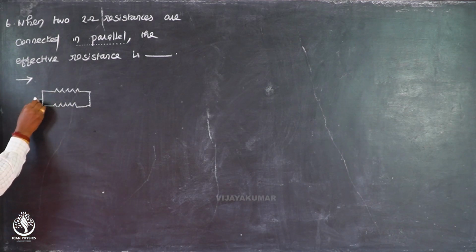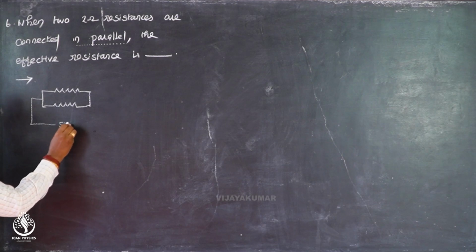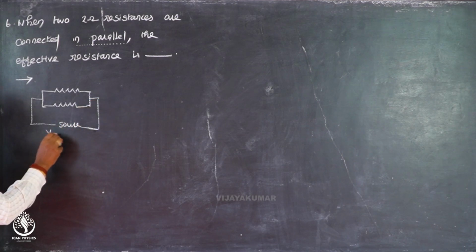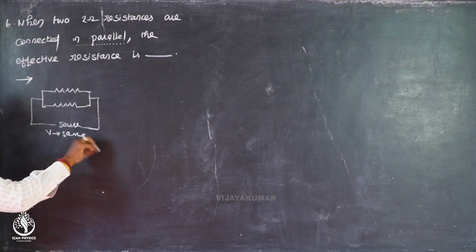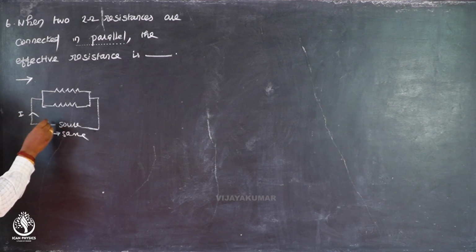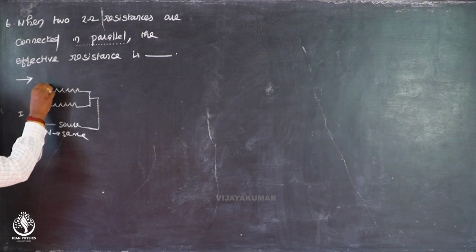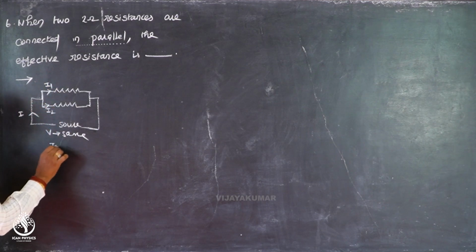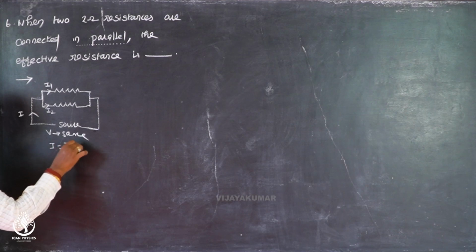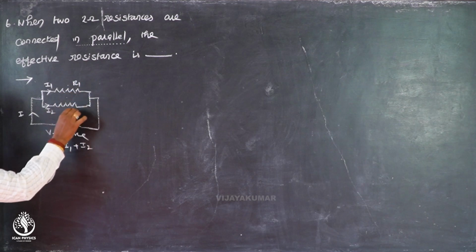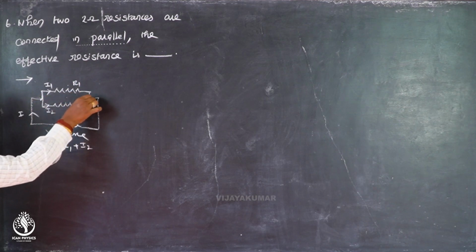Suppose it is connected with the external source, so that the potential will be the same. The potential will be the same. When the current from the source comes here, it is split into two. Here it will be I1 and I2, so the current will be I1 plus I2. Now these two resistances R1 and R2 are connected in parallel.